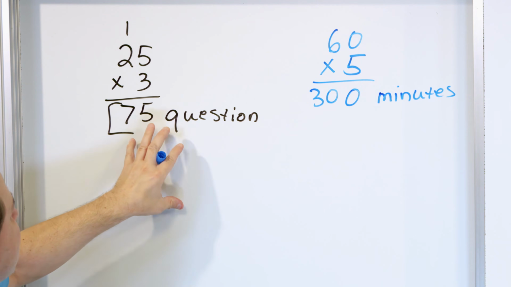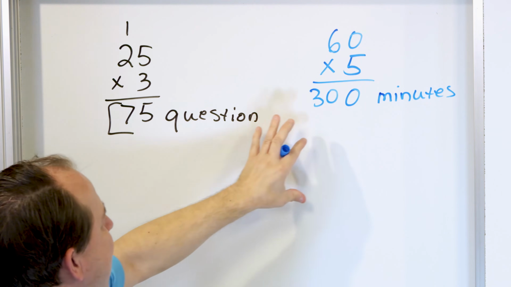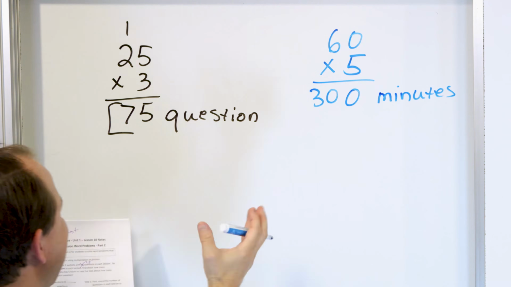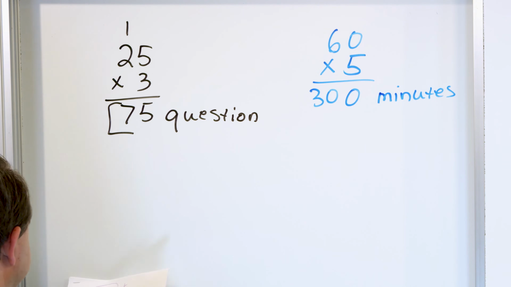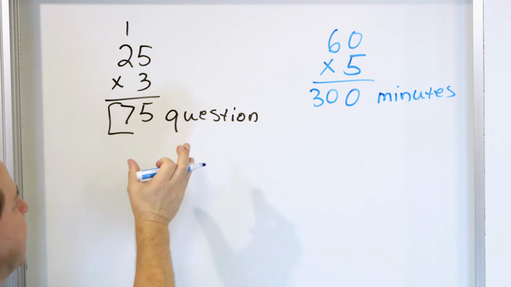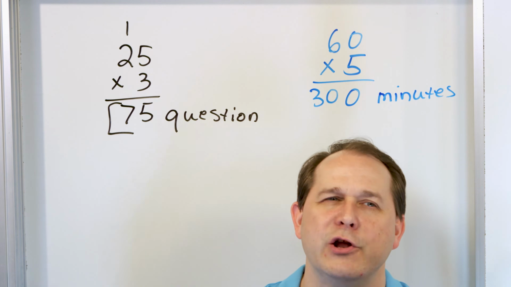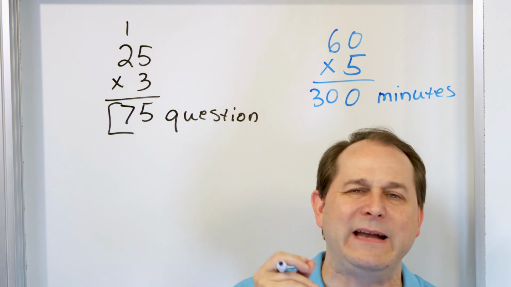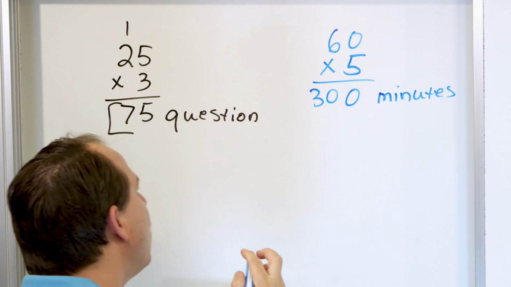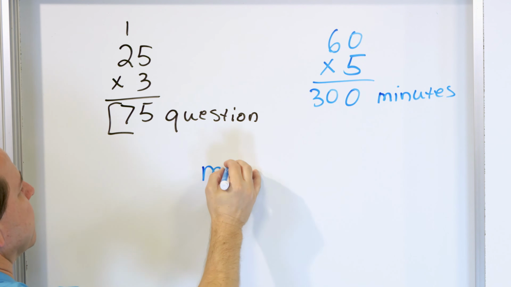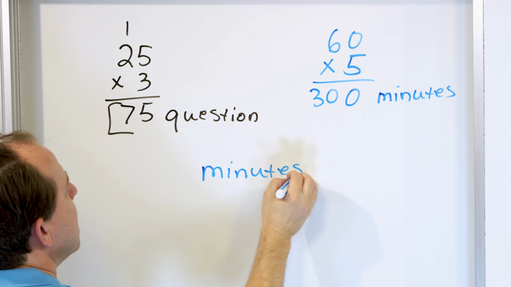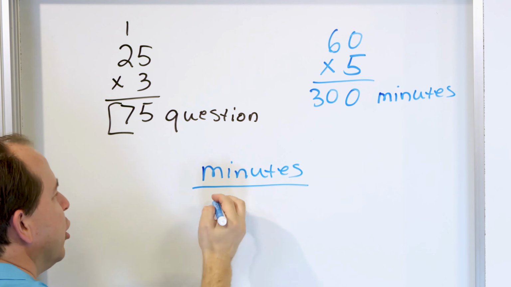So if we have a total of 75 questions and we have a total of 300 minutes, how do we figure out how many minutes we can spend on each question? What we're really trying to figure out is how many minutes per question. Because when it says how many minutes can she spend on each question, another way to phrase that would be how many minutes per question. We want a unit of minutes per, the line means per question.